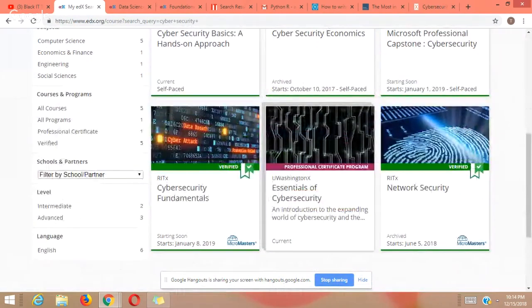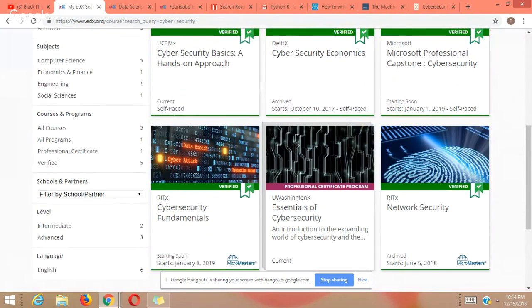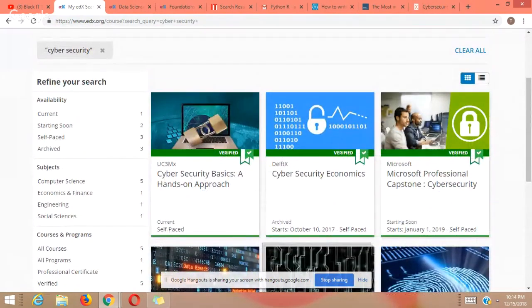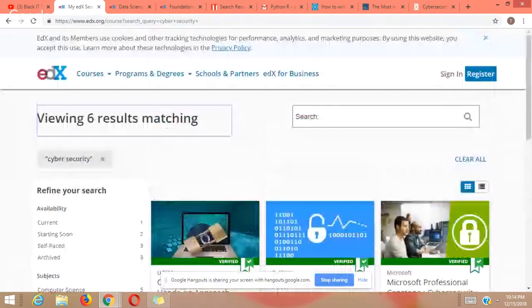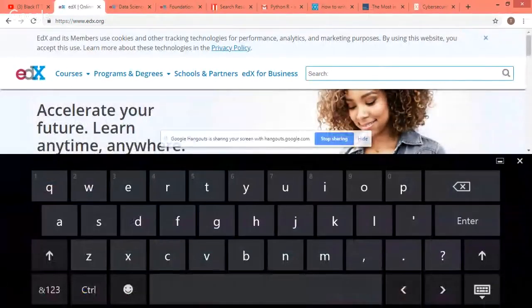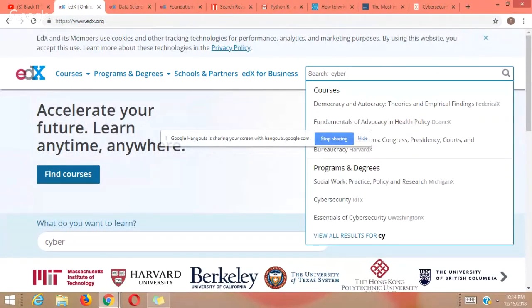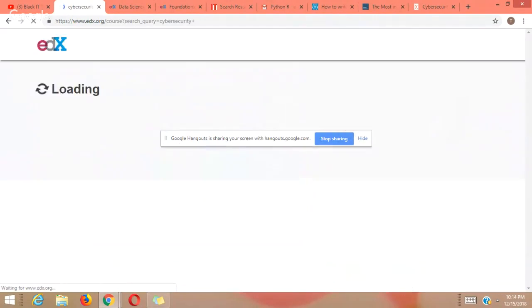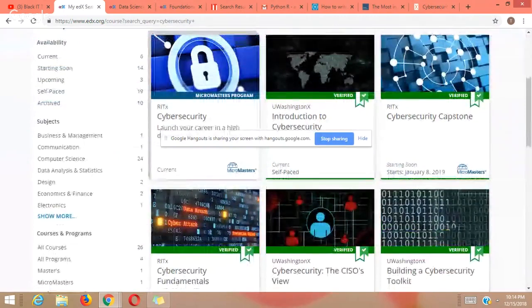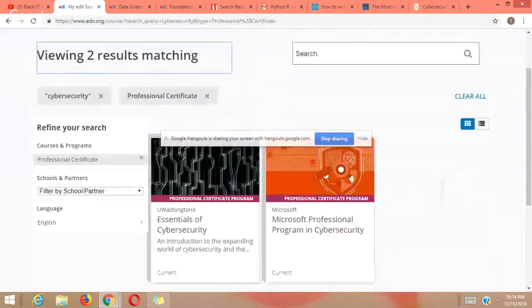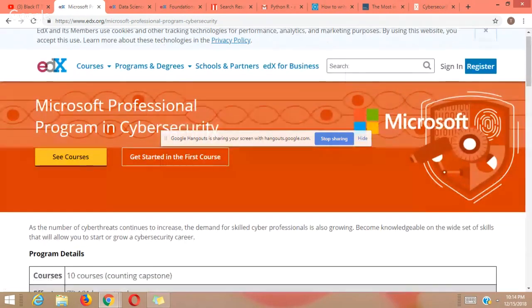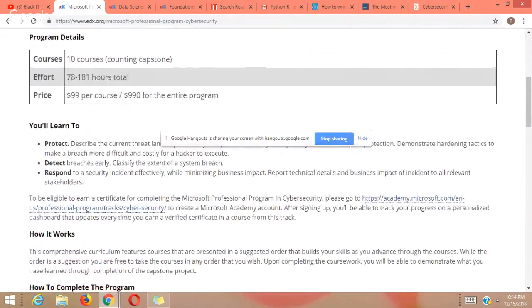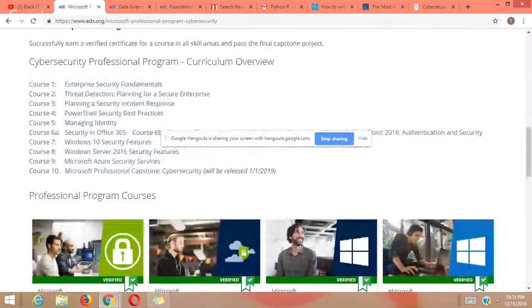So you have a MicroMasters degree in cybersecurity from Rochester Institute of Technology, and that's self-paced. Well, it was self-paced. I think it's changed now. Let me see if I can find it. Go back to the home page. Let me go to our professional certificates. See if I can find it there. Yeah. So Microsoft has a cybersecurity professional certificate on here. So there's 10 courses.